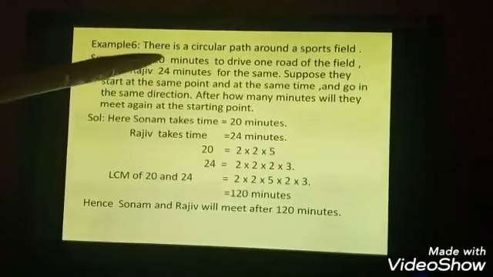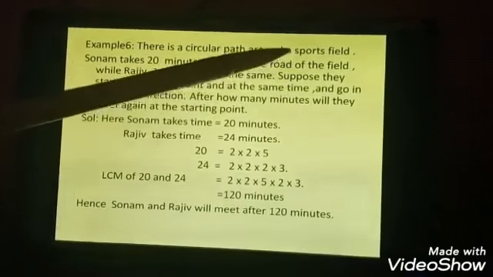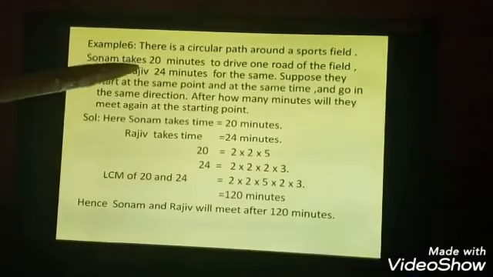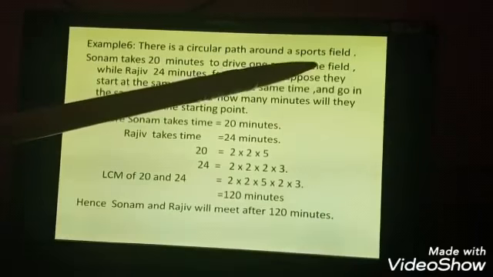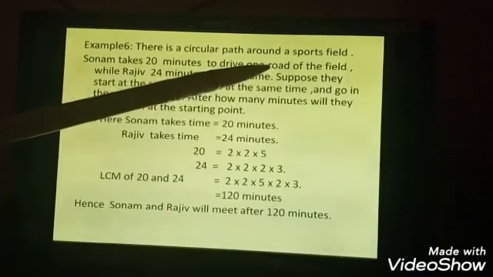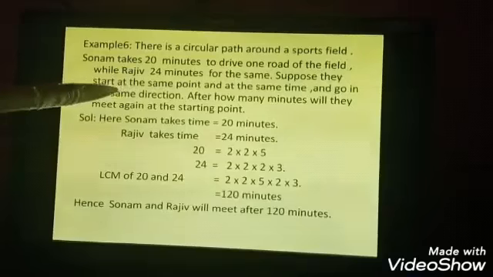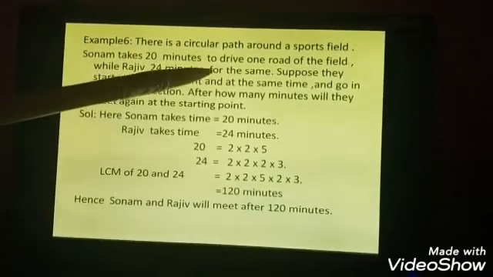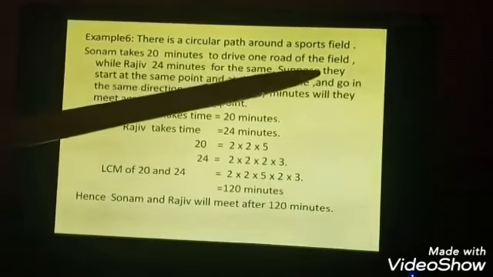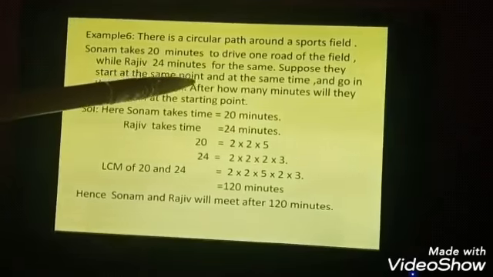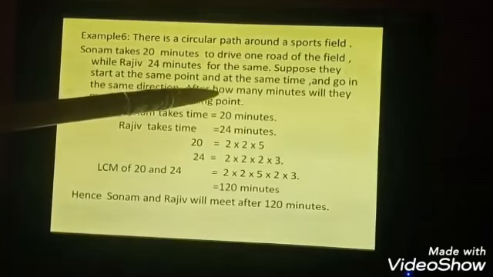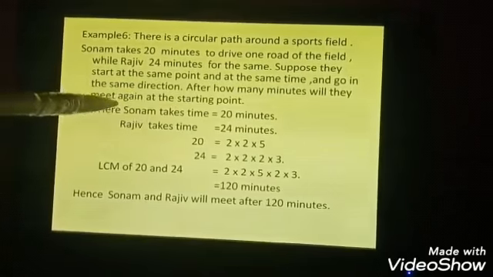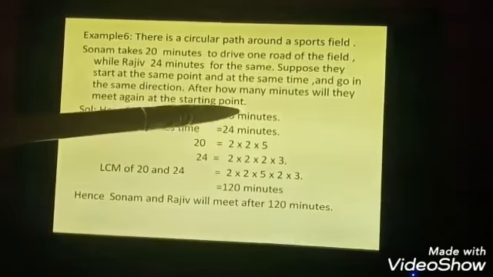Next example now. There is a circular path around a sports field. Sonam takes 20 minutes to drive one round of the field, while Rajiv takes 24 minutes for the same. Suppose they start at the same point and at the same time and go in the same direction. After how many minutes will they meet again at the starting point?